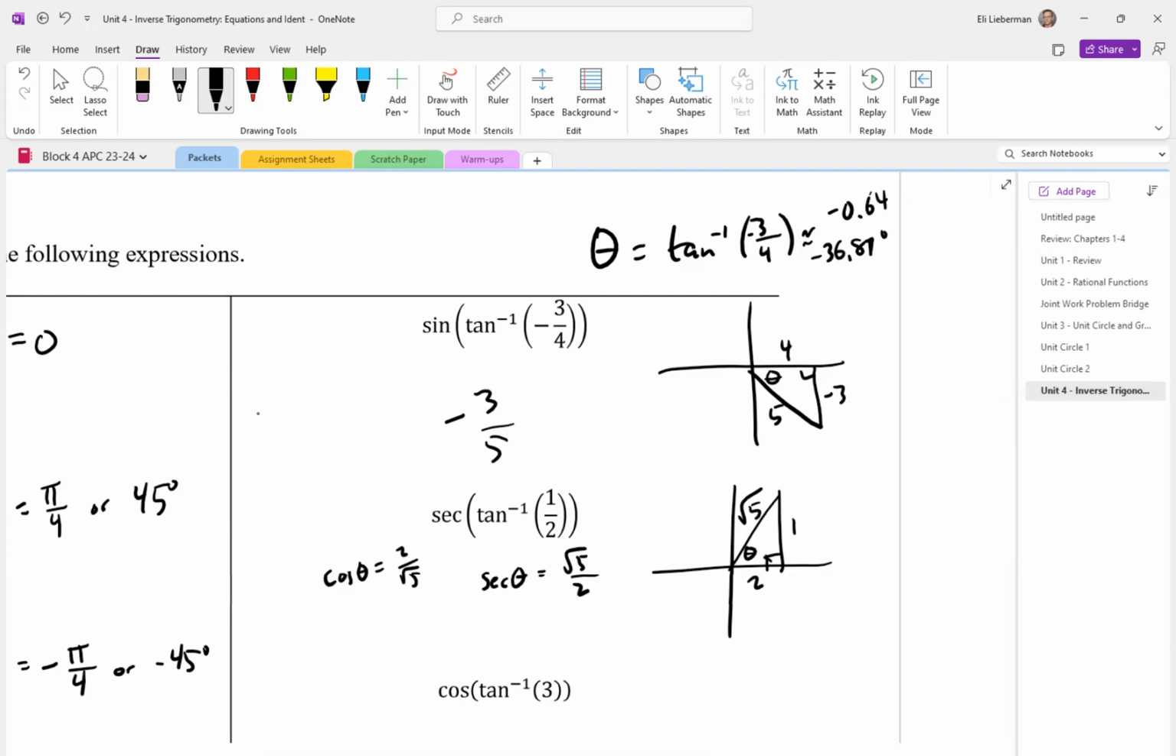The only thing I recommend here, you did a really good job. Cosine, I want to bring those words you talked about, adjacent and hypotenuse. The cosine is adjacent over hypotenuse. The secant is hypotenuse over adjacent. You don't have to do one over it, although it's exactly the same thing. You get the right answer. I just want you to think about it that way.